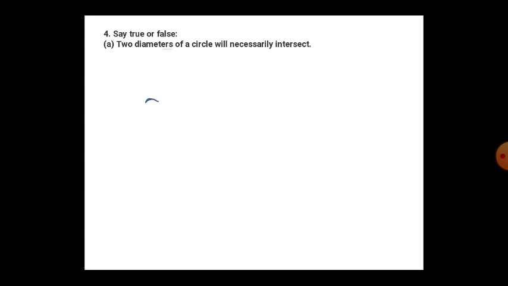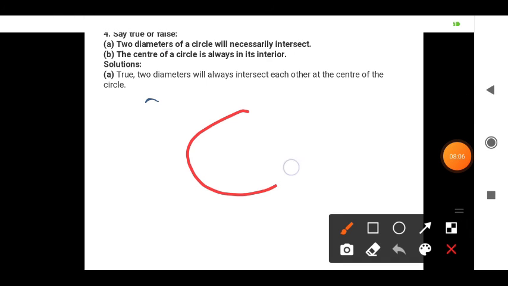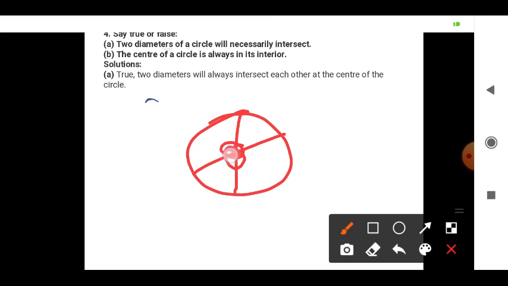Say true or false. Two diameters of a circle will necessarily intersect. It is true. If you draw a circle, this is one diameter and this is another diameter. These two diameters of a circle will necessarily intersect, right? If you draw two diameters, they will intersect each other.